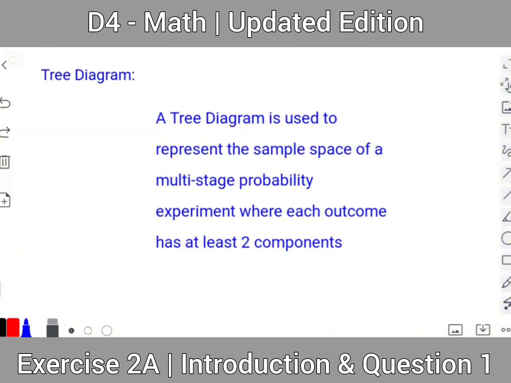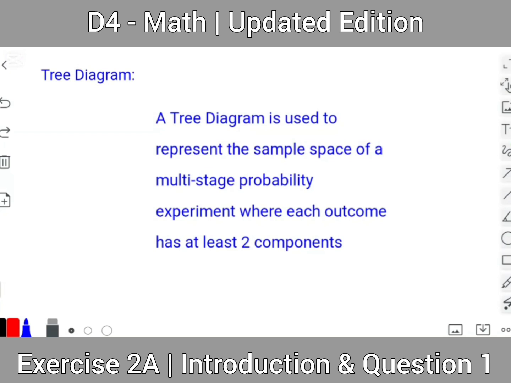Now we will see what a tree diagram is. A tree diagram is used to represent the sample space for a multi-stage probability experiment where each outcome has at least two components. By convention, we draw a tree diagram horizontally from left to right. So first, as we have discussed the sample space diagram, the sample space for tossing two fair coins can be represented by a sample space diagram just like this.